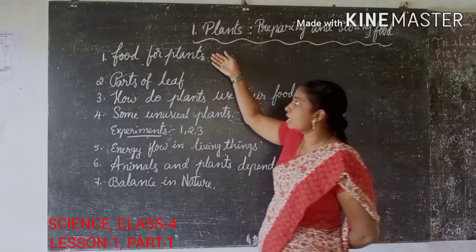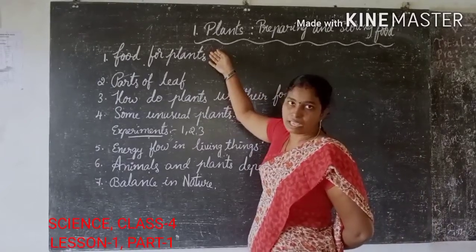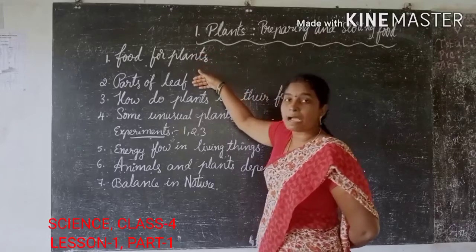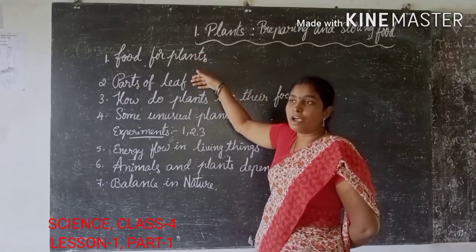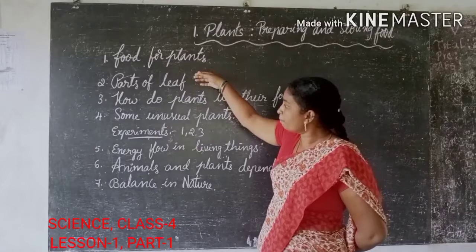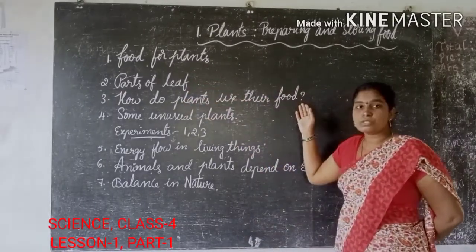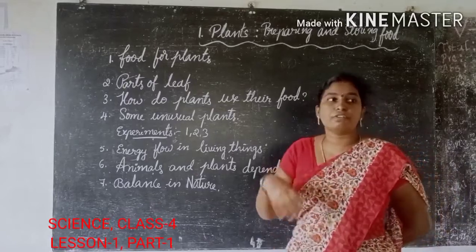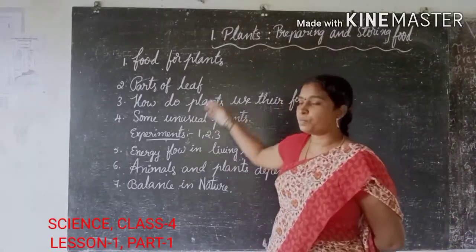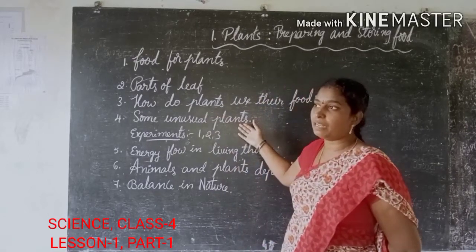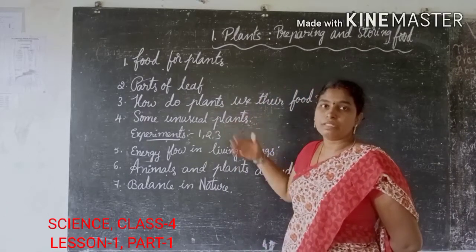The first one is food for plants: how they are preparing food. The next one is parts of a leaf. In the leaf, how many types of parts are there? And the next subtopic is how plants use their food. And the next point is some unusual plants, for example, plants that don't have food of their own.